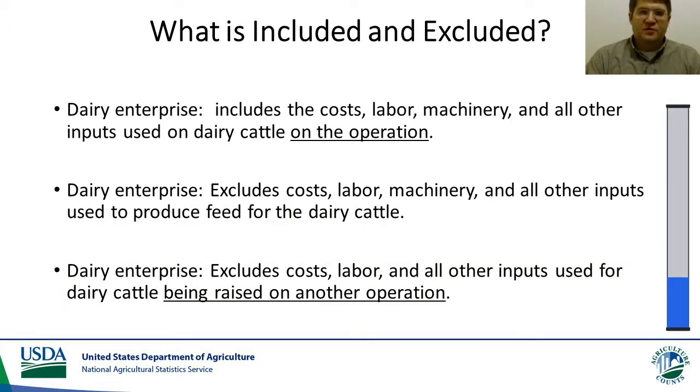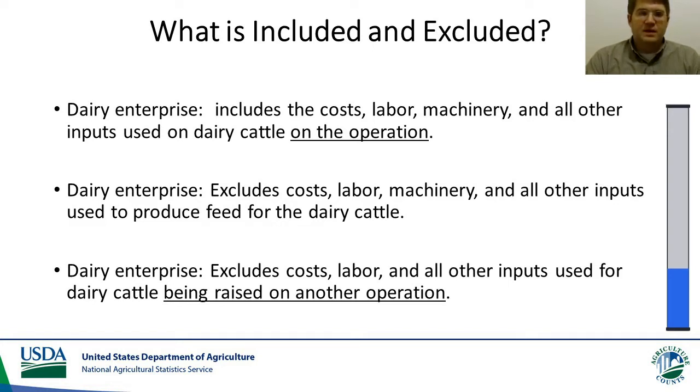When you see questions on the form asking about costs associated with the dairy operation, what is included and what is excluded? For the dairy enterprise, this includes costs, labor, machinery, and all other inputs used by dairy cattle on the operation: milking and dry cows, replacement heifers, breeding bulls, calves, etc. This excludes costs, labor, machinery, and other inputs used to produce feed for the dairy cattle. It also excludes costs used for raising on other operations.